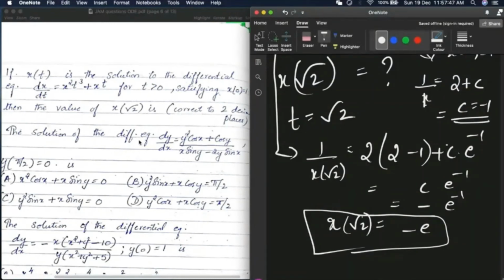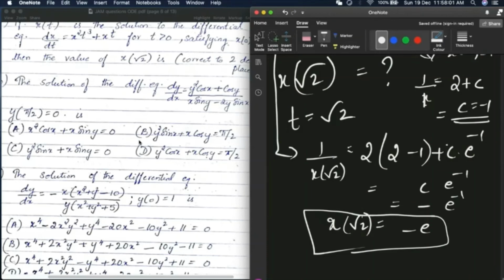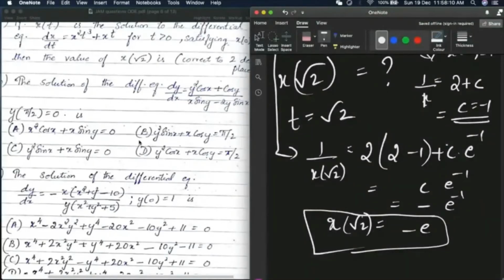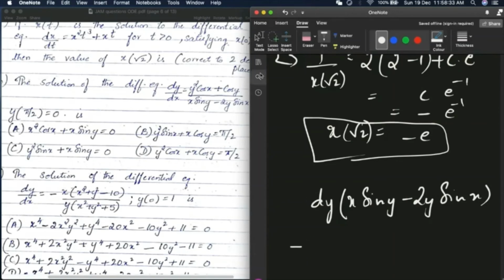The solution of the differential equation dy by dx is equal to y square cos x plus cos y divided by x sin y minus 2y sin x. Then y of pi by 2 is given, that means you have to find c also. Let's check. I have a doubt whether it becomes exact or not. So the standard form means you can write it dy into x sin y minus 2y sin x, minus, or else I can write this the other way, so that I don't have a minus and I don't make mistakes.